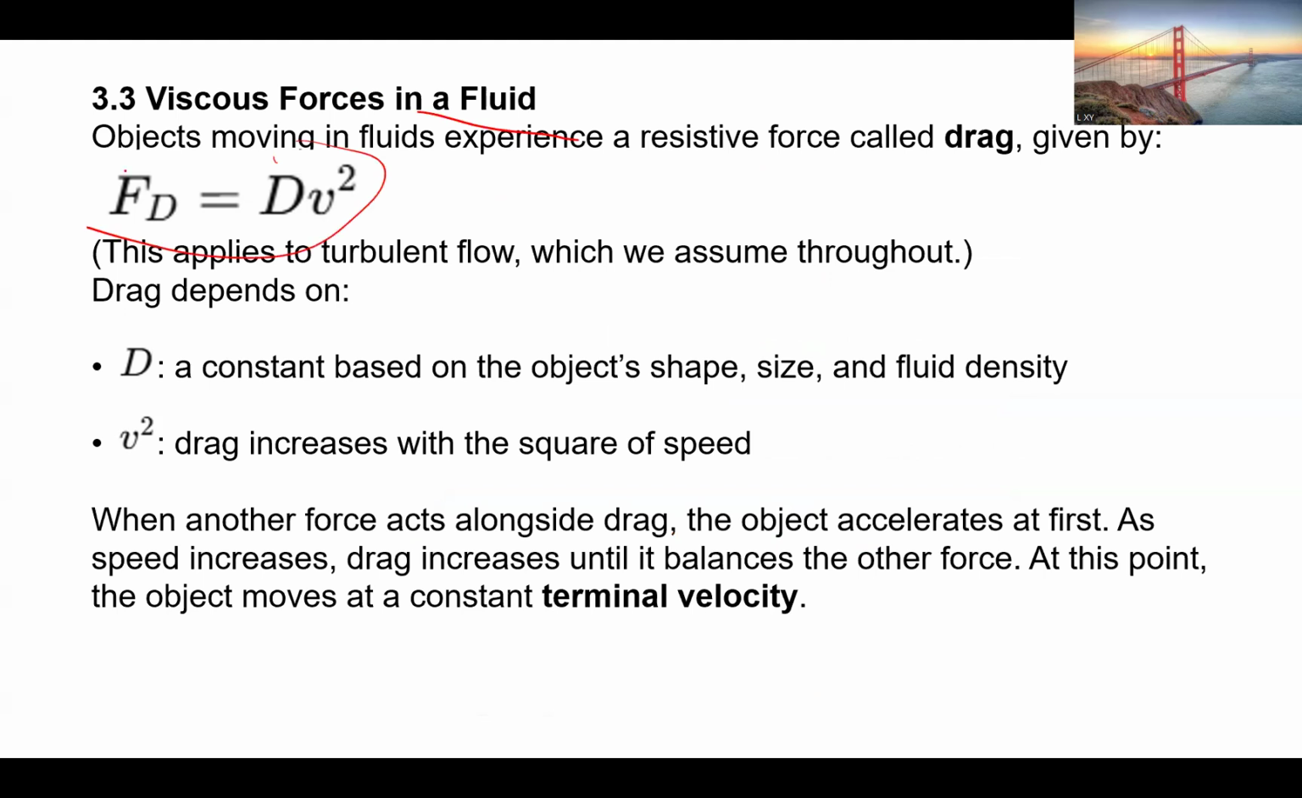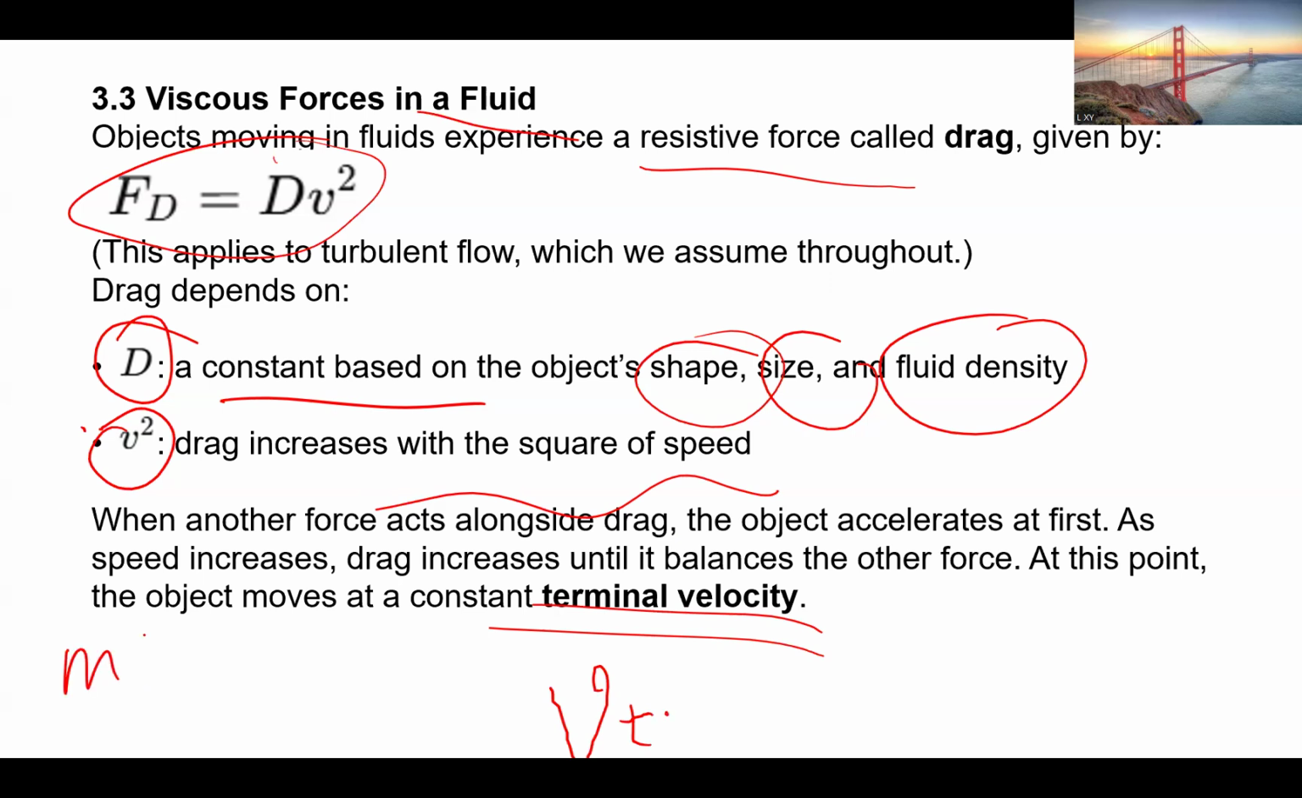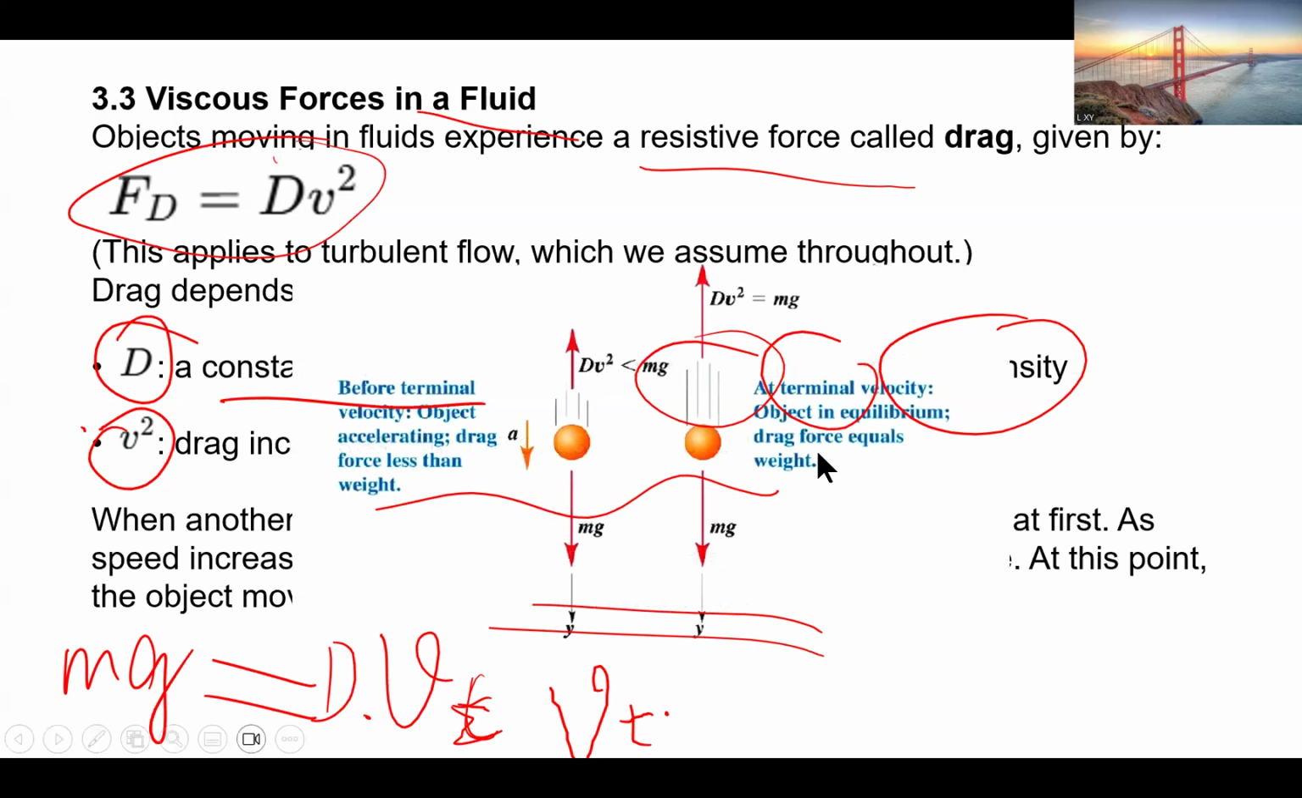Now, viscous forces in a liquid or fluid experience a resistive force called drag, which is given by this formula, where D is a constant based on shape, size, and fluid density. And v squared is the speed squared, and terminal velocity is vt, which is when mg, the gravitational force, equals the air resistance. So later in the questions we'll be talking about it. This is what it looks like. At terminal velocity, it'll be in equilibrium.